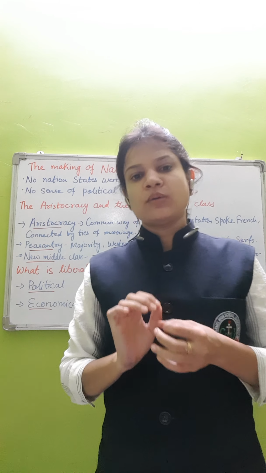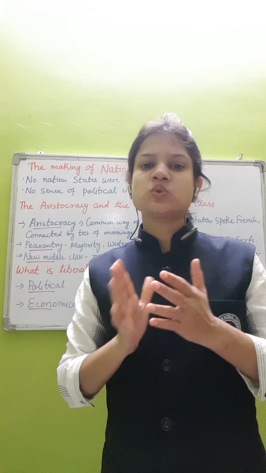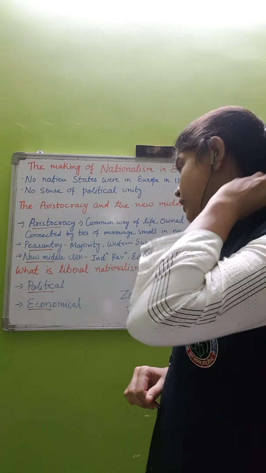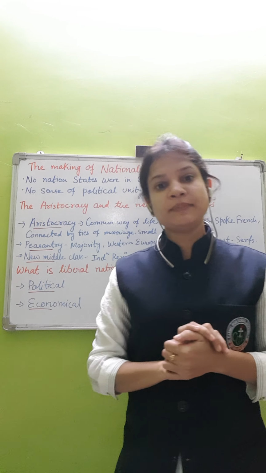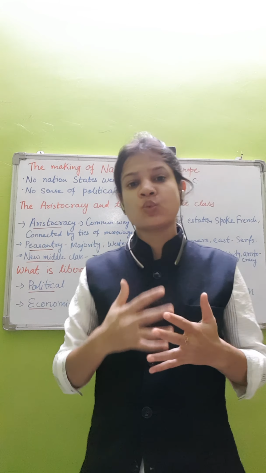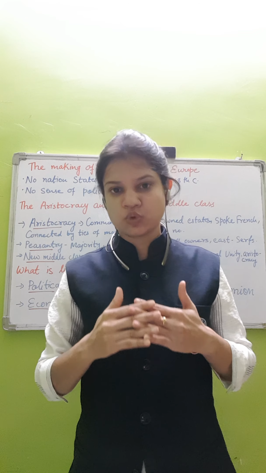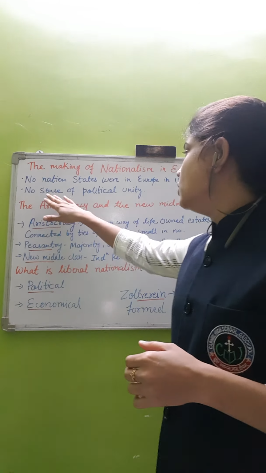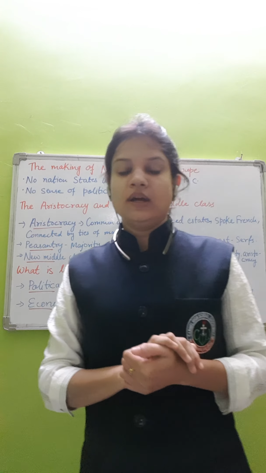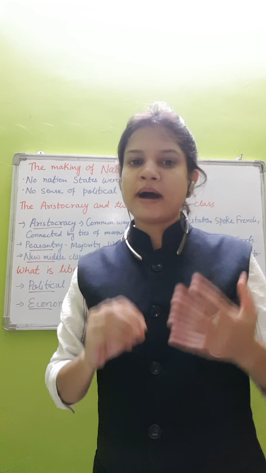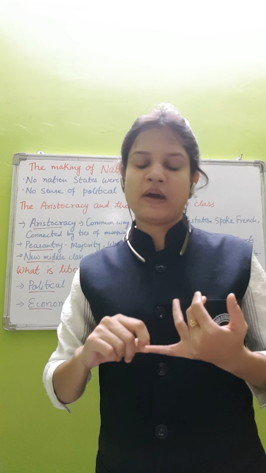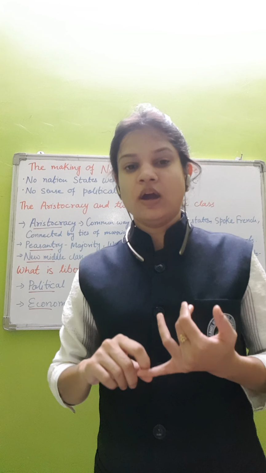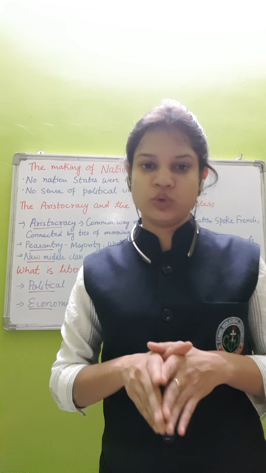So here it is very important to understand what was the social situation in Europe at that time. In Europe at the time, no nation states were there. That means the concept that we are one, we all are united, was not there, and no sense of political unity. People were bonded just by one tie: we belong to this king, we have to be loyal to this king. Otherwise, no sense of political unity was there.